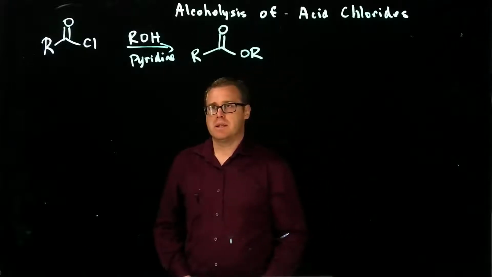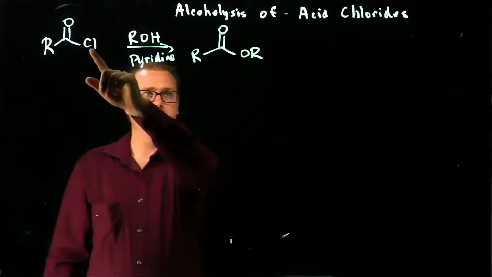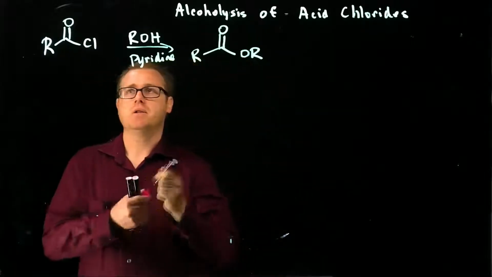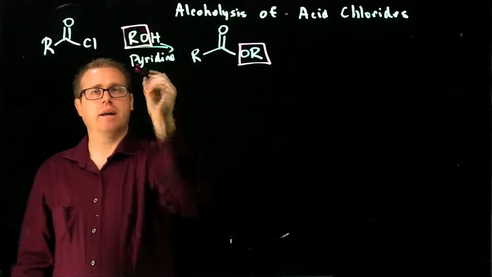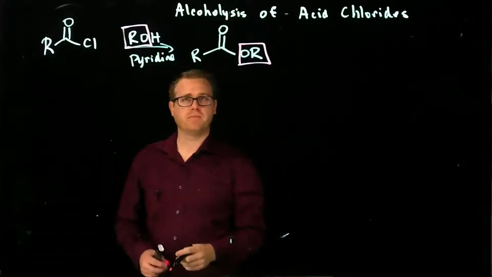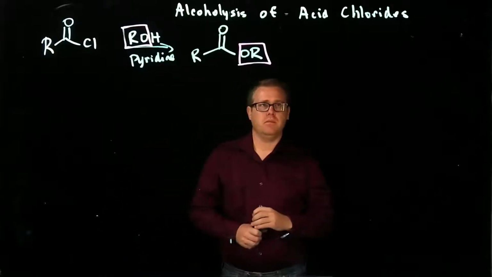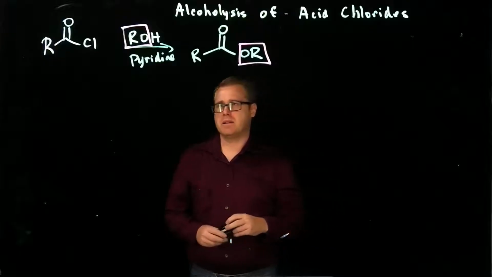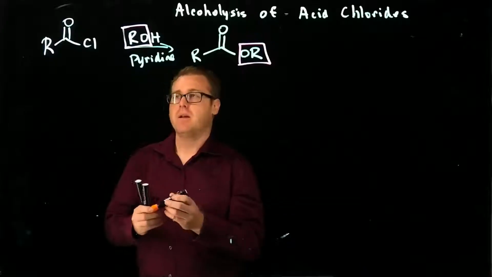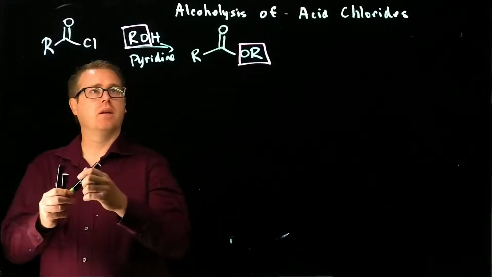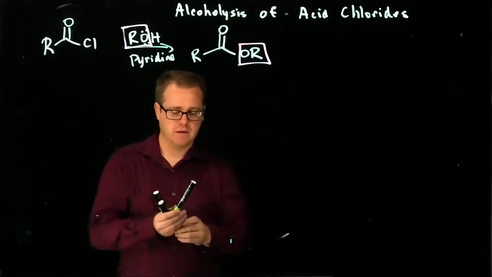So what do we notice here? Basic stuff. We have a chlorine. It has been replaced with an OR. So this OR right here is coming from that guy right there. Now, mechanistically, how is this working out? What are we doing? Well, we know that there's some lone pairs on that alcohol. Okay.